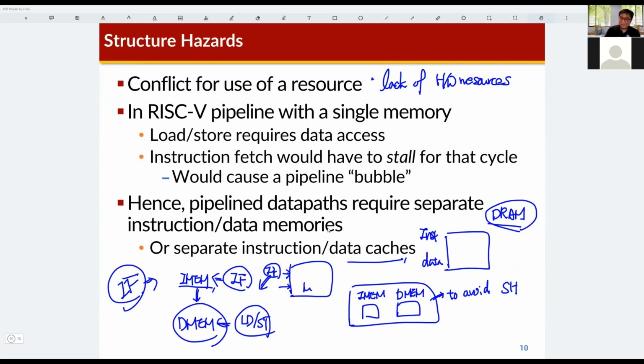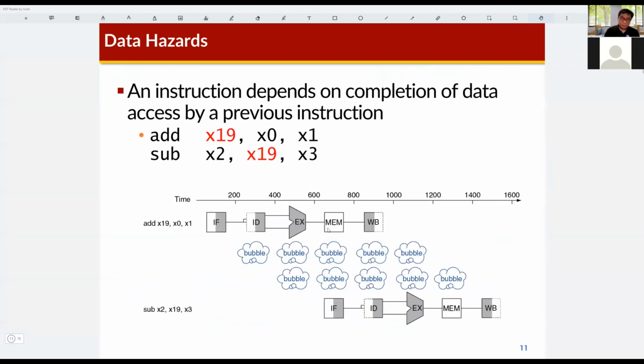So as I mentioned, with this pipeline architecture design, the structure hazard will not happen. But if we use a single memory, then structure hazard can happen. Okay. And how about the data hazard?